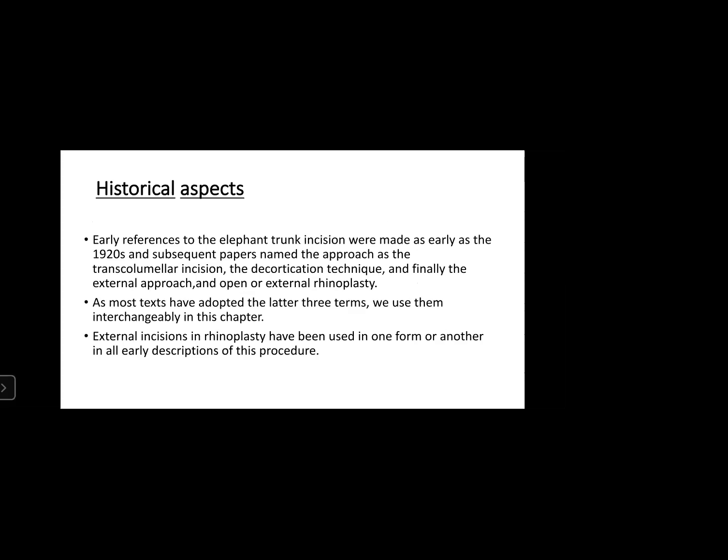Historical aspects. Early references to the elephant trunk incision were made as early as the 1920s, and subsequent papers named the approach as the transcolumnar incision, the decortication technique, and finally the external approach and open or external rhinoplasty. As most texts have adopted the latter three terms, we use them interchangeably in this chapter. External incisions in rhinoplasty have been used in one form or another in all early descriptions of this procedure.